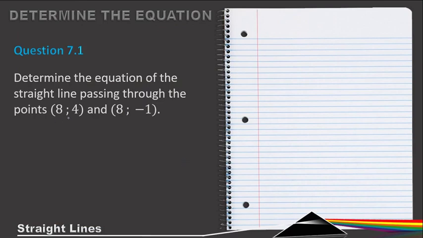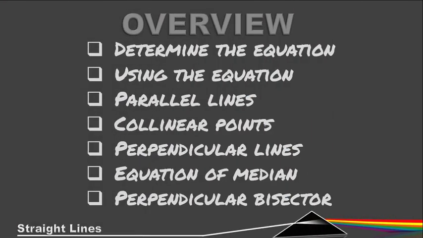Determine the equation of the straight line passing through the points (8, 4) and (8, -1). So here we see both our x values are equal, and they're both equal to 8. Therefore, the line which goes through 8, maybe over here, all the points are on 8, all the x values are 8, and therefore the equation of the line will simply be x equals 8. So that was to determine the equation of a straight line.